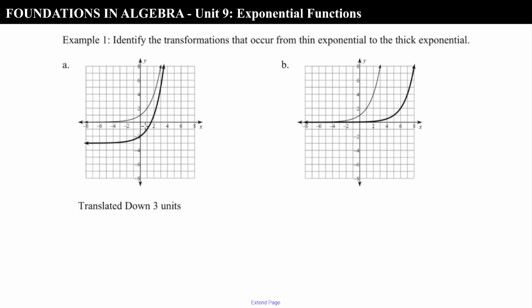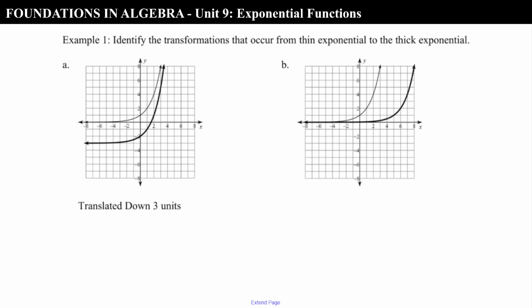And then finally, to look for our stretch or compression, we are going to look from the asymptote to the point above it. So we go up 1 from the asymptote to the point above it, and so that means we have no stretch or compression.